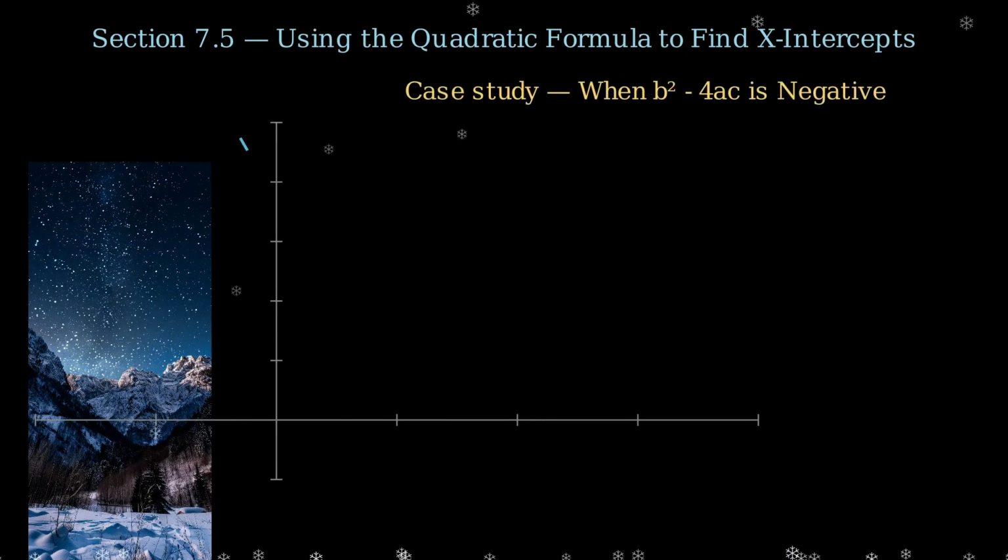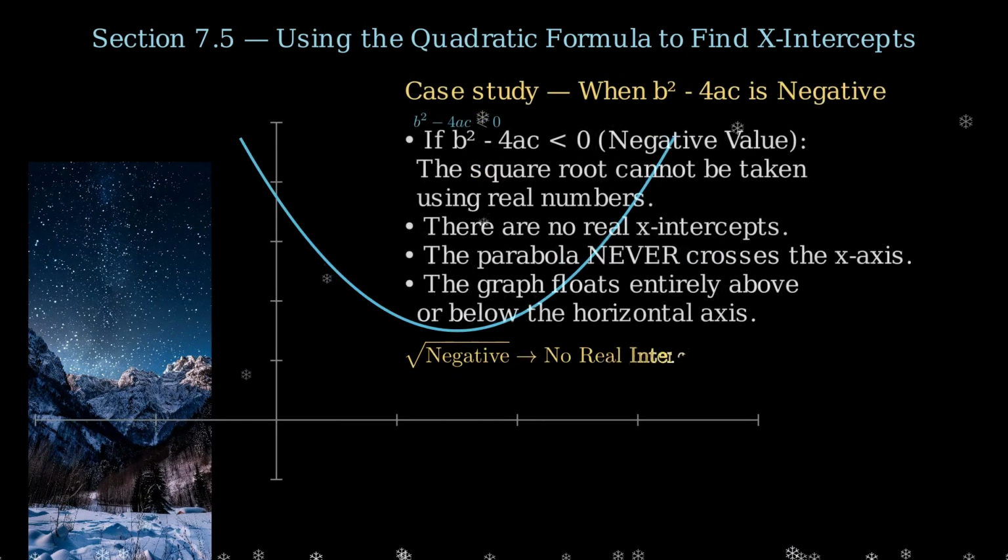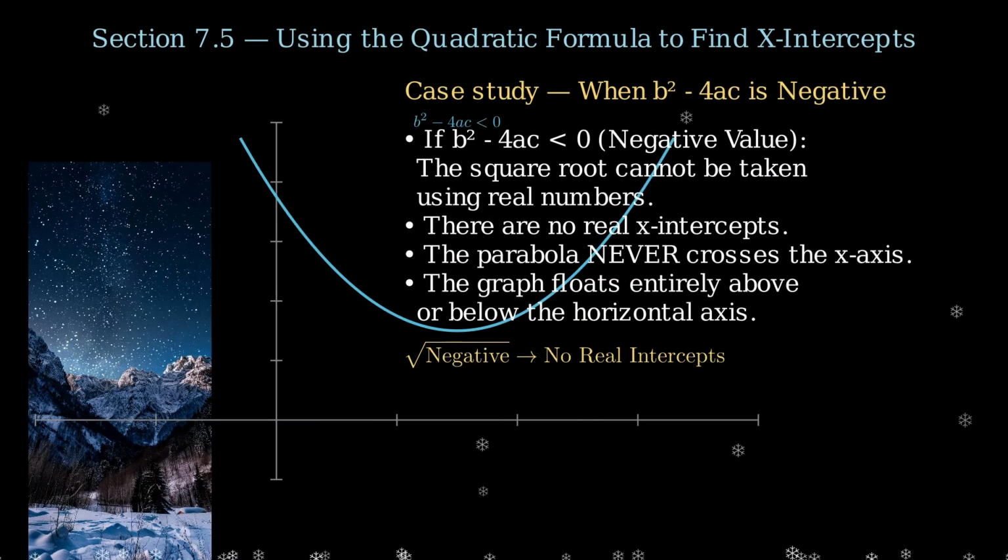However, it is sometimes impossible to get a real answer from the formula. When b squared minus 4ac is negative, we cannot take the square root of that number. Geometrically, this means that the function has no real roots, and the graph of the parabola never crosses the x-axis at all.